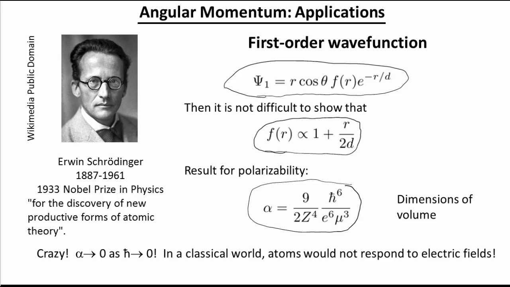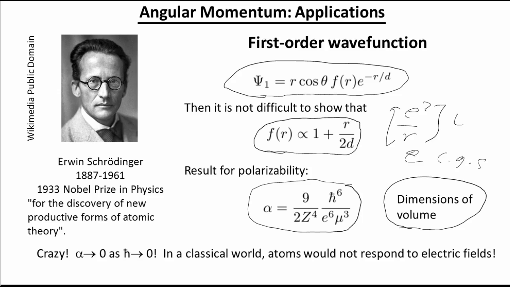Yes, that is a power of h bar to the 6th, and the 6th power of the electric charge, and the 3rd power of the reduced mass. I think that's probably more analytically interesting than many of the results that you've seen so far. This does have the dimension of volume. Welcome to check that, keeping in mind that e is in the CGS system. So in other words, e squared over r has the dimensions of energy.